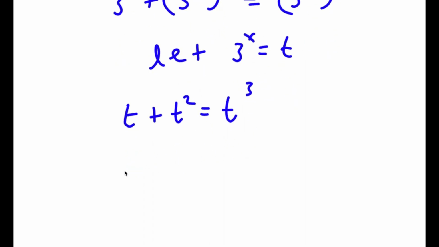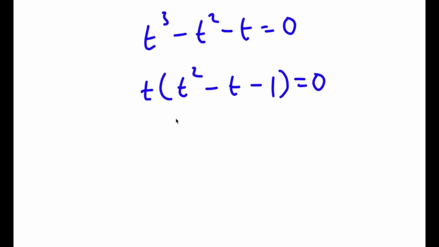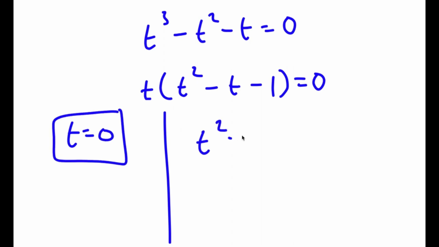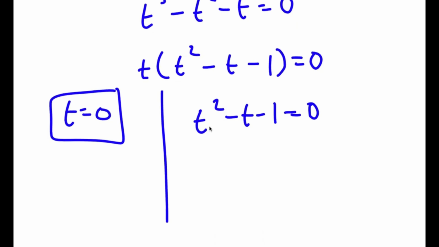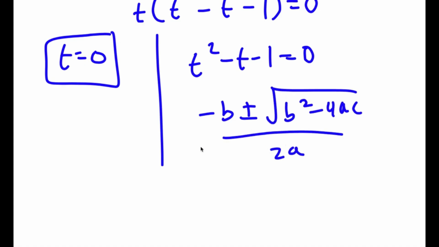So now if I rewrite this, I can have t to the power of 3 minus t squared minus t is equal to 0. So now if I factor out t from this, I get t times t squared minus t minus 1 is equal to 0. So now this gives me two equations. I have t equals 0, which is already a solution, and I have t squared minus t minus 1 is equal to 0. So to solve t squared minus t minus 1 equals 0, all I have to do is plug this into the quadratic formula, which is -b plus or minus the square root of b squared minus 4ac all over 2a.